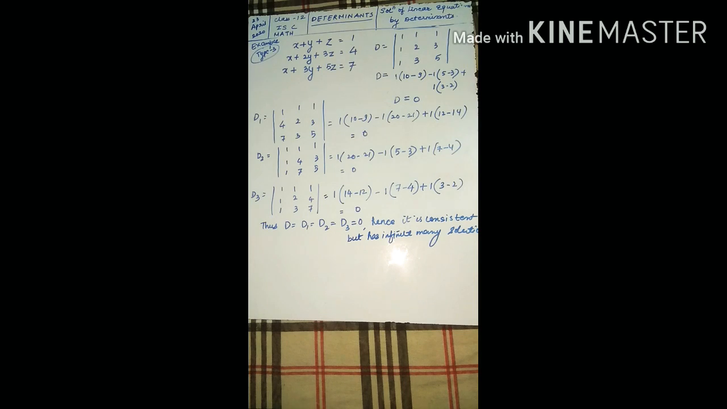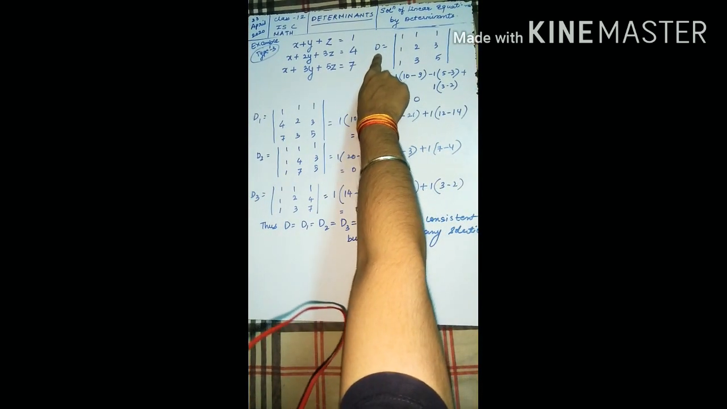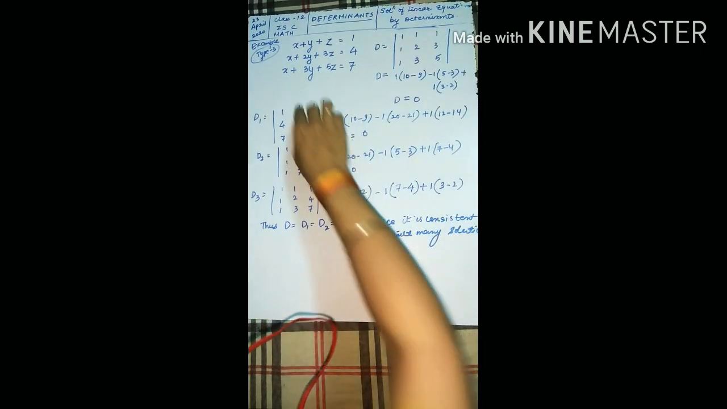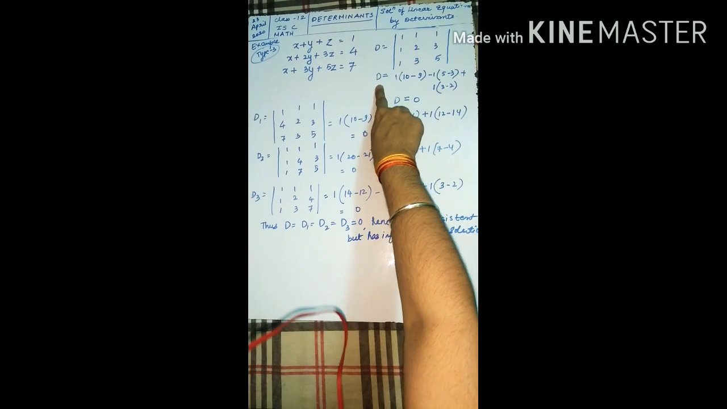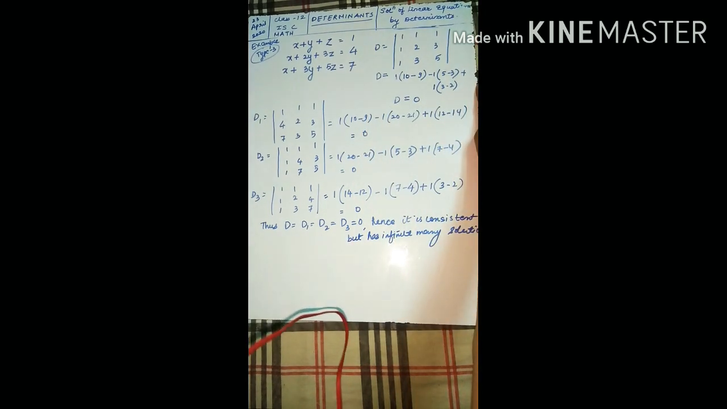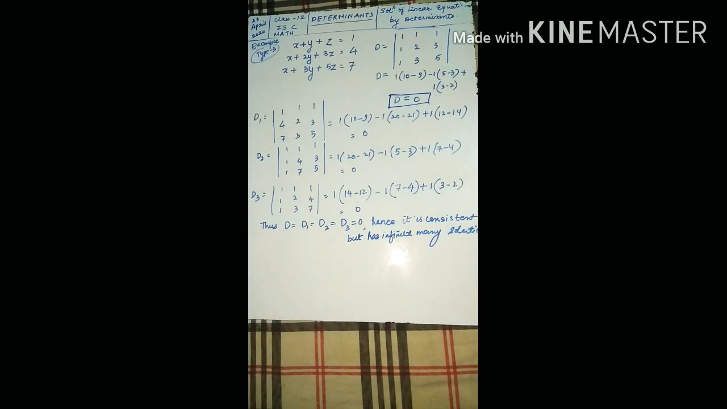I have calculated D again. D is the determinant formed by the coefficients of x, y, z. I calculated it with the help of the determinant method, and I got D equal to 0. Now if D is equal to 0, then again I told you that we must have two types of cases: no solution and infinite.